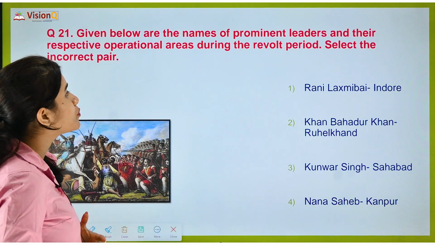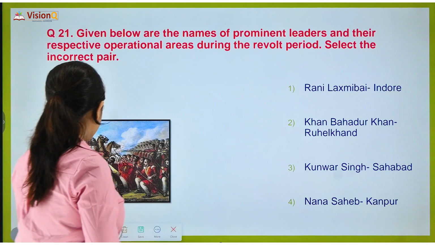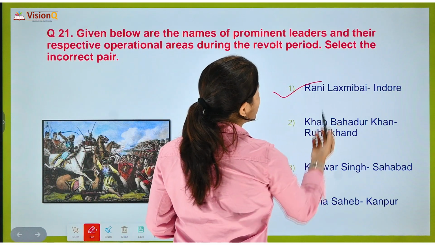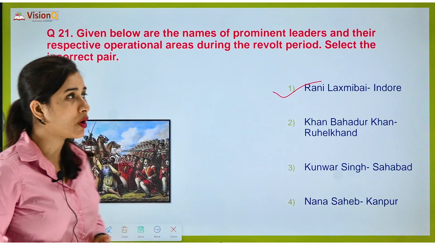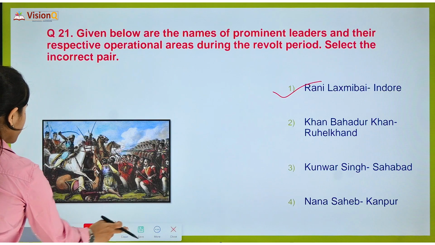Given below are the names of prominent leaders and their respective operational areas. So looking at the first one, Rani Lakshmibai, she was from Jhansi, not from Indore. So this is not correctly matched. So the answer is option number A.